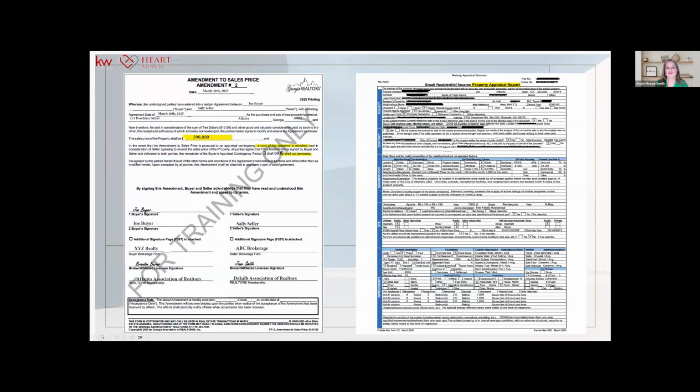So here is your amendment to the sales price. This is the amendment to the sales price form, F713, and this is what you're going to use. And in the blank, you're going to put the appraised value. You have to send this amendment. You can't just terminate because it appraised low. If you do that, your buyer's immediately in default.